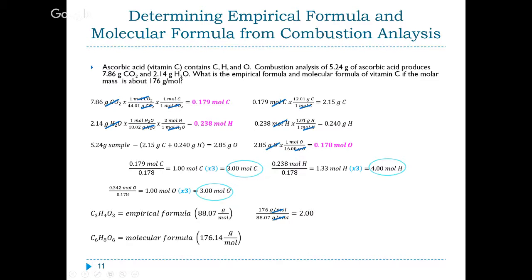Now notice over here, we're not using 2 moles. This is just the molar mass of what 1 hydrogen weighs. So the only place we use that 2 mole H is over here in determining our initial value of moles of hydrogen.